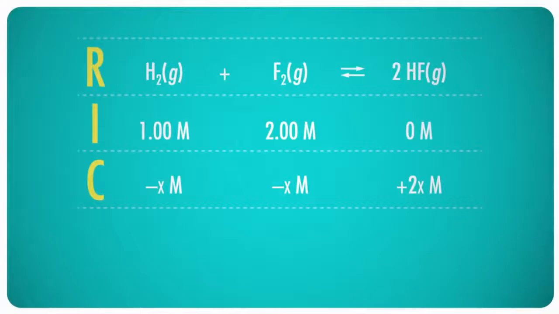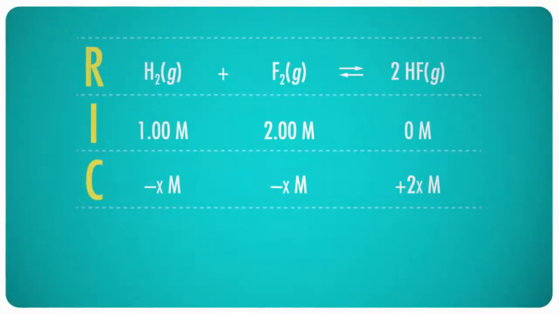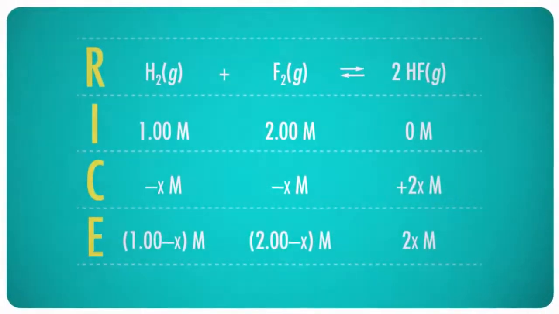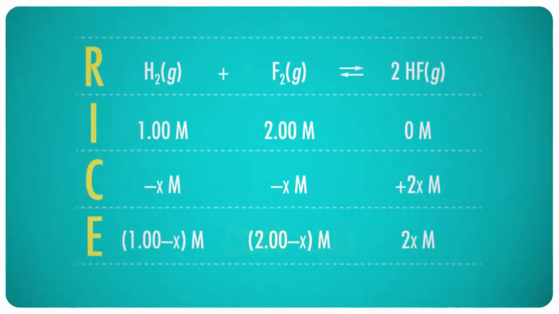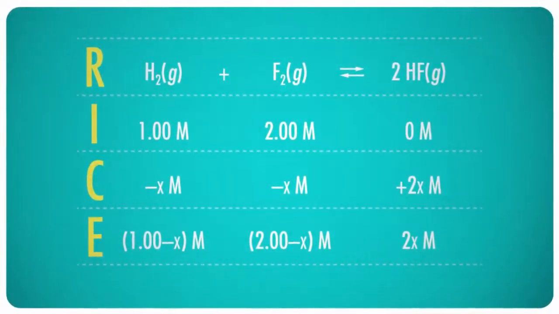So what we're trying to figure out is how much of the hydrogen and the fluorine will react to form hydrogen fluoride under these conditions, so we'll call the change X for now. Since 1 mole of H2 and 1 mole of F2 combine to form 2 moles of HF, we can say that the H2 and F2 will each lose X moles per liter, while the HF gains 2X moles per liter. That's on the change line of your table. So that leaves the equilibrium line, where you write your totals. For H2, we have a total of 1.00 minus X molar. For F2, the total is 2.00 minus X. And for the HF, the total is 2X molar.